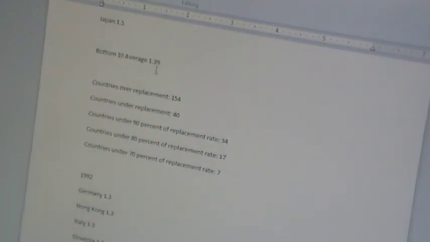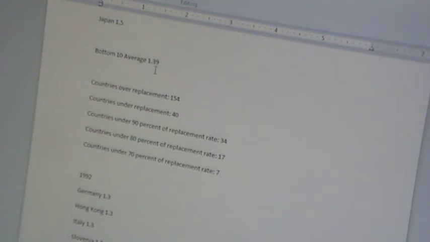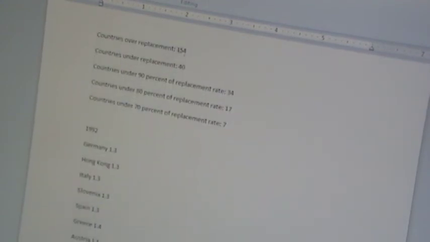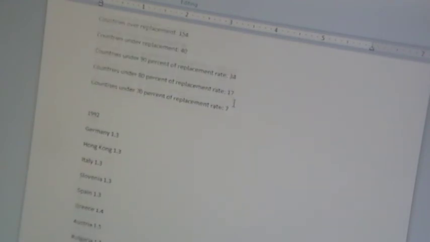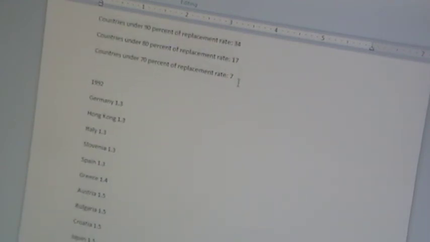And here now the birth rate again is 1.39. That's under 70% replacement level. That's not good. And so countries over replacement, 154. Under replacement, 40. Under 90%, 34. 17 for 80. Some of that. All right. And now you start to see it's starting to really take shape.